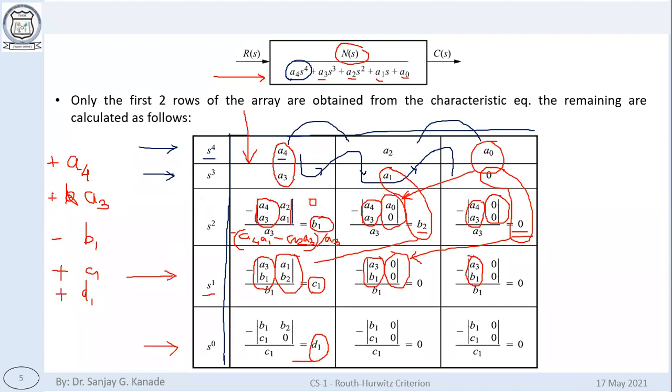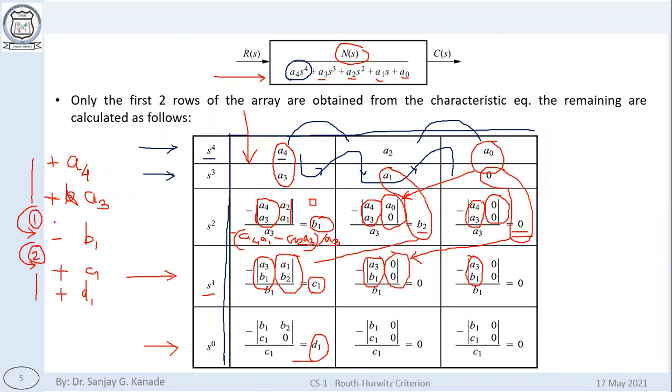Sign changes means positive to negative or negative to positive. These are called sign changes. Okay, so here you can see it was all positive. Then here it changed to negative, so one sign change. And from negative here again it changed to positive, so this is the second sign change. Then further there are same signs. So there are 2 sign changes in the first column.